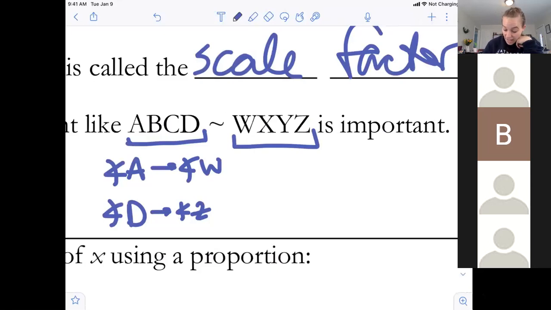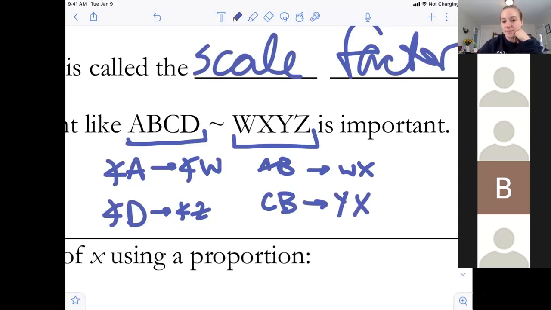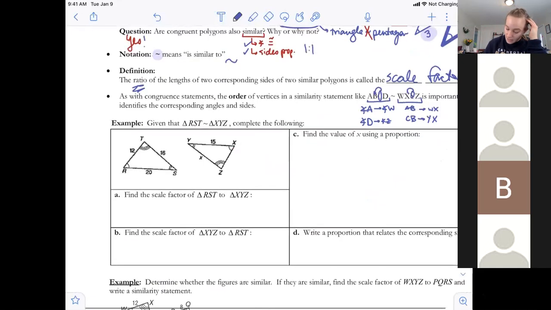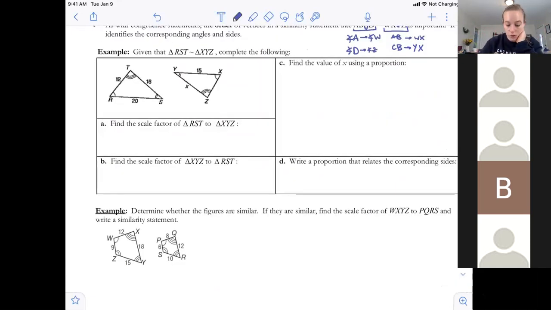Same thing with sides. So if I had AB, that goes with WX. What if I said CB? CB goes with YX. Sorry, I picked the worst ones to enunciate. We all understand it was just a miscommunication of how I said my words, right? So we know that just matches up with each other. If I say CB, I'm going backwards, C to B, Y to X. Very good.